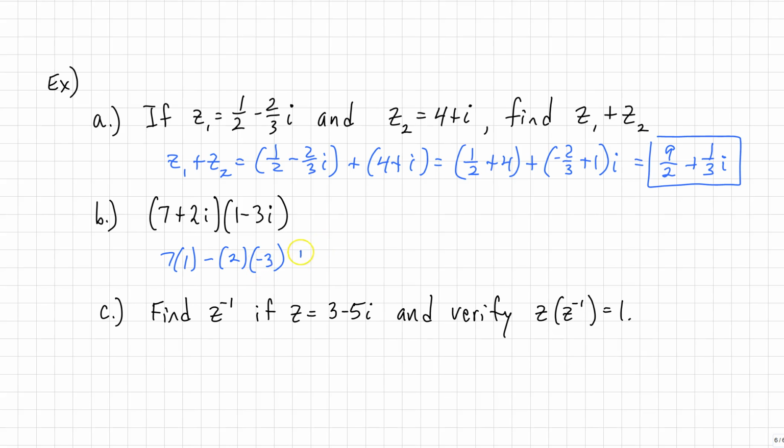The imaginary part comes from the fact that you're going to have to do 7 times negative 3i, and then 2i times 1. They all had an i with it. So for the real part you get 7 plus 6 is 13. And then the imaginary part, you're going to have negative 21 plus 2, which would be negative 19.